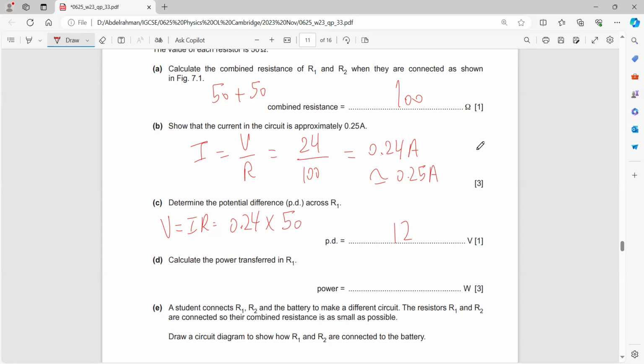Calculate the power transferred. What is the equation that we use to find the power? I need someone to tell me what the equation is to find the power.